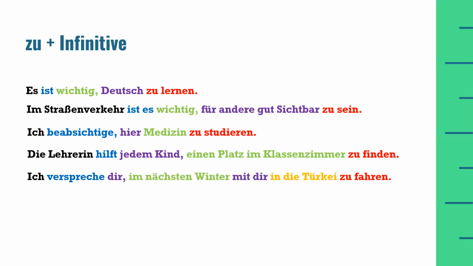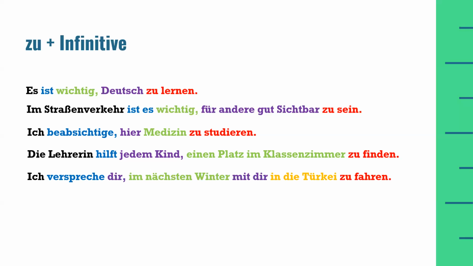Ich verspreche dir, I promise you, im nächsten Winter mit dir in die Türkei zu fahren. To travel to Turkey with you next year in winter, or in next winter. So here again, ich verspreche dir. Versprechen is also a dative verb, so we have used dir instead of dich.